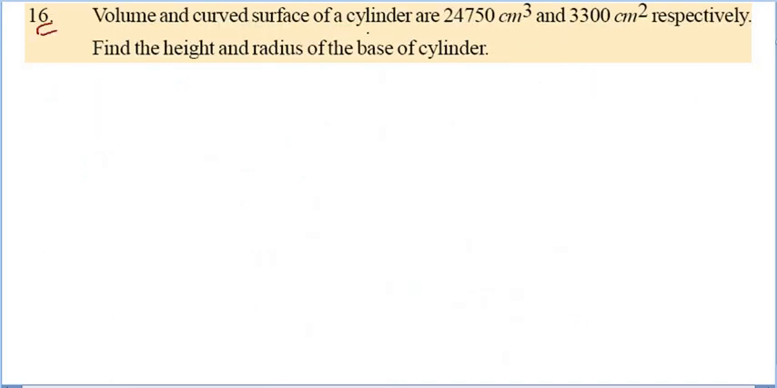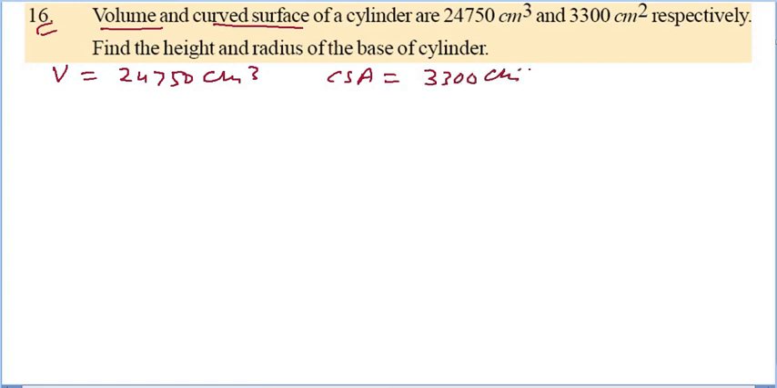Volume and curved surface area of a cylinder is given as. First of all, volume. Volume V is given as how much? 24750 centimeter cube. And the curved surface area CSA is given as 3300 centimeter square respectively. Find the height and the radius. That means you have to find h and also r.